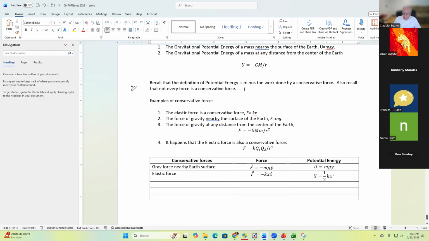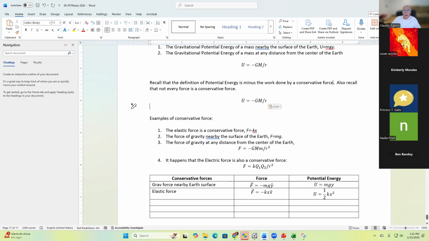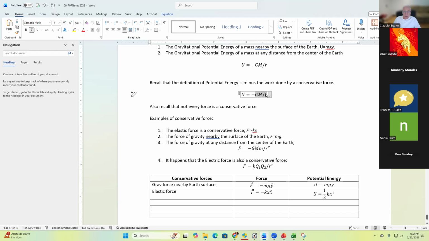And I'm going to even put the definition. Okay. Let me write down the definition here. It's very important. Because the generic definition is: potential energy is minus the work done by a conservative force. Conservative force. Okay. That's the very definition of potential energy.